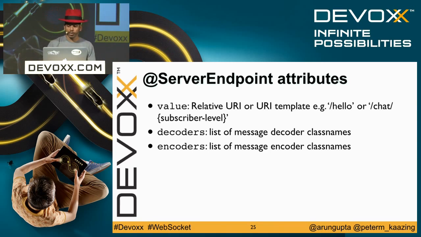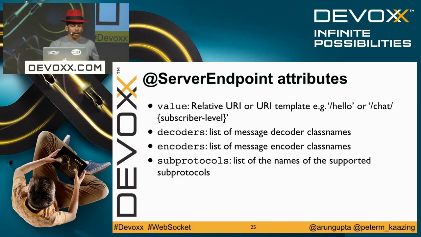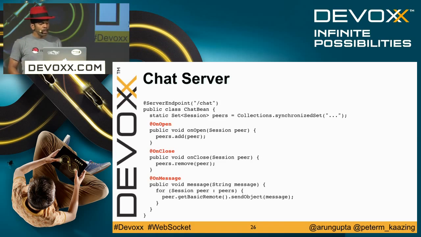and specify them as attributes on your different server endpoint annotations. And you can of course define subprotocols, which says which subprotocols this particular endpoint is going to accept. Here is my canonical chat server. So I have a public class ChatBean, and to convert this into a WebSocket server endpoint, I just add the @ServerEndpoint annotation. This is a URI where the endpoint is listening.